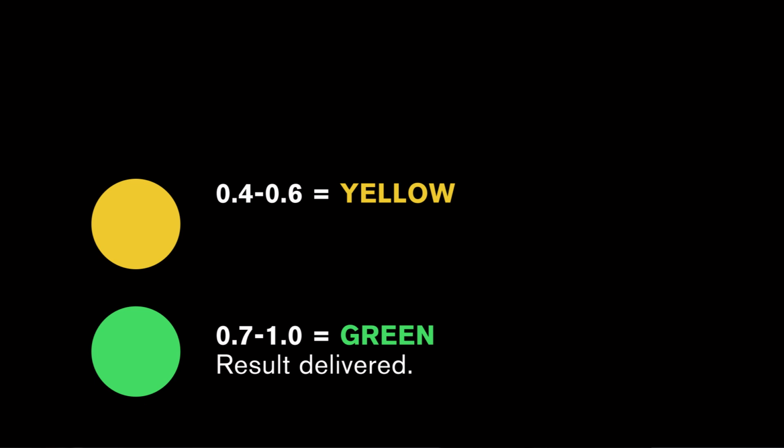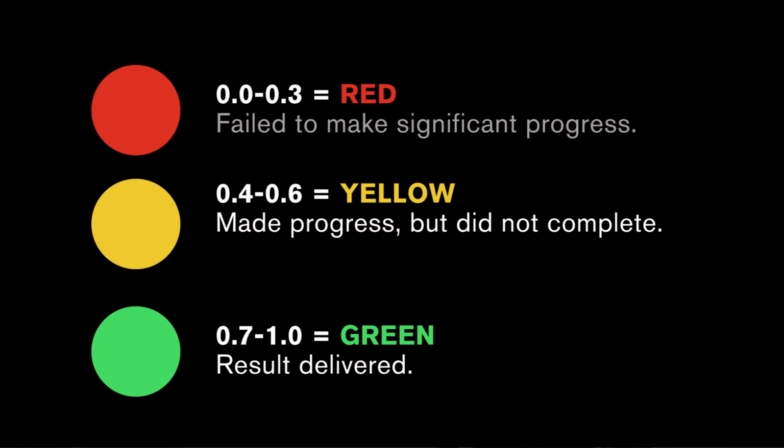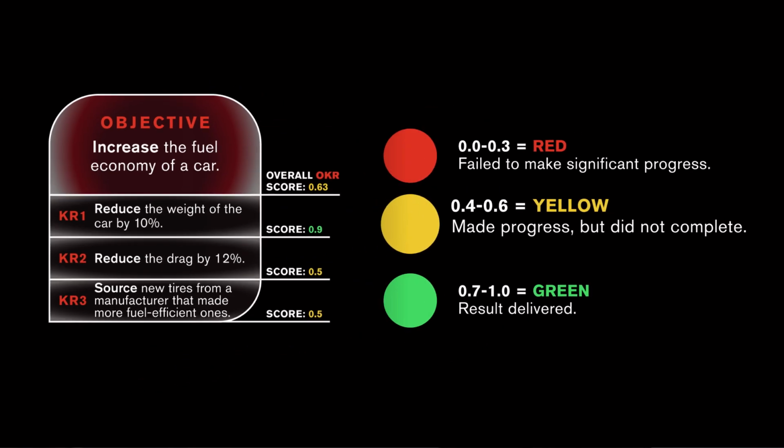OKRs with a grade of 0.4 to 0.6 are yellow. We made progress, but fell short of completion. That's where our OKR example falls. And if the grade lands between 0 and 0.3, well, that's red. We've failed to make significant progress. Our yellow score on this OKR tells us we made progress towards our goal, but not as much as we'd hoped for. Grading's that quick and simple.